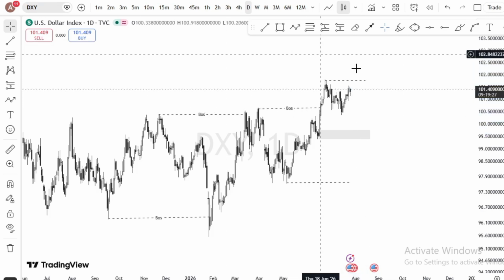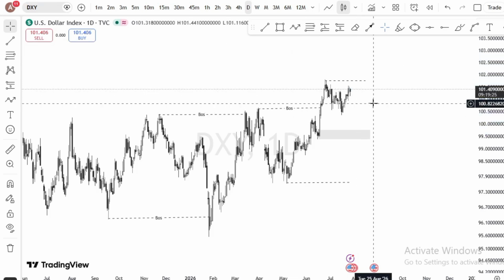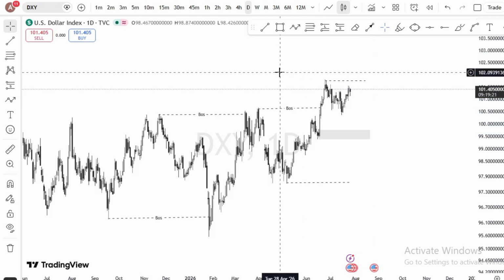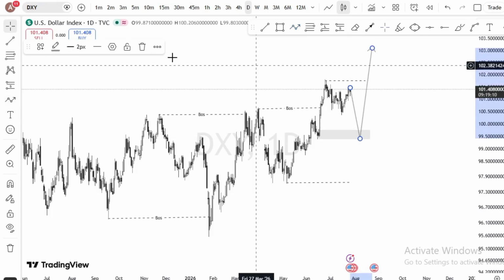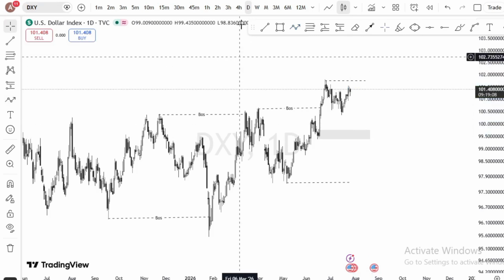According to the daily time frame perspective, we are technically bullish on the dollar index. The only thing we are waiting for is for price to come to our discount zone before continuation to the upside. Okay, so let's go to the daily time frame.